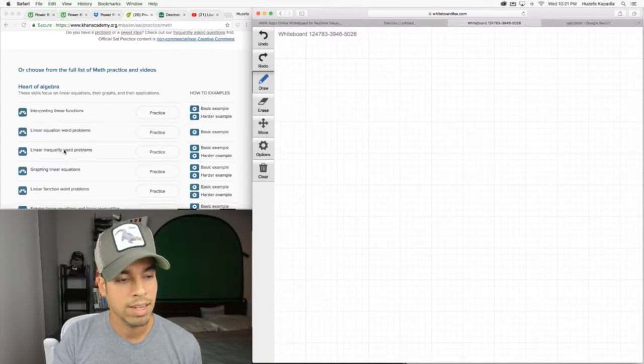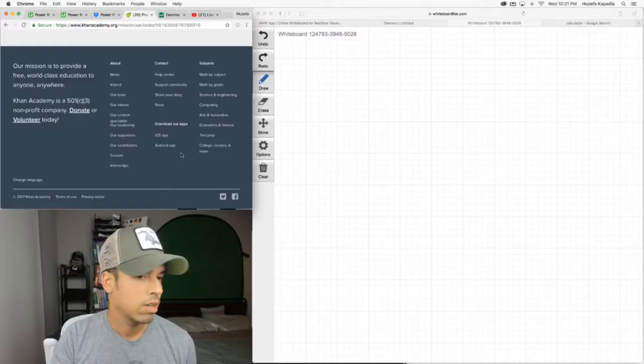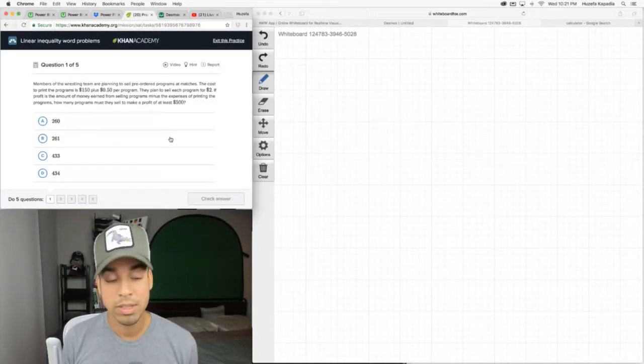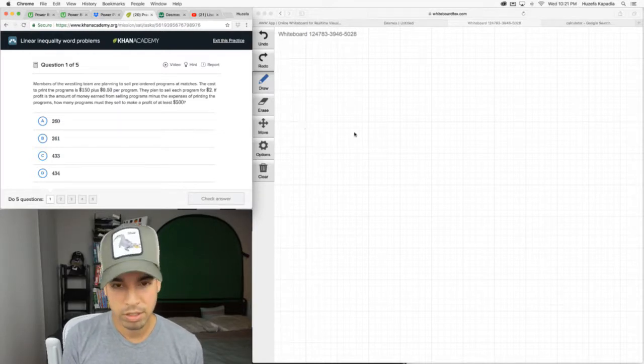So now we're going back into today's linear inequality word problems. And if you're preparing, you probably know they're big on word problems now, big on decoding this stuff. So without further ado, let's jump right into it.